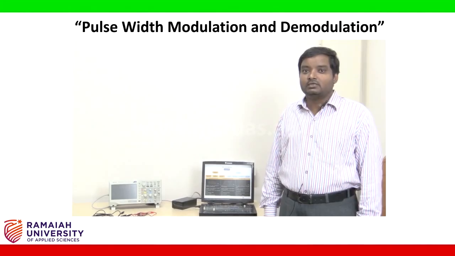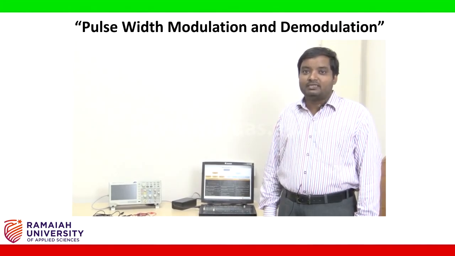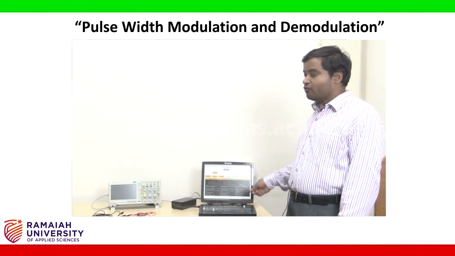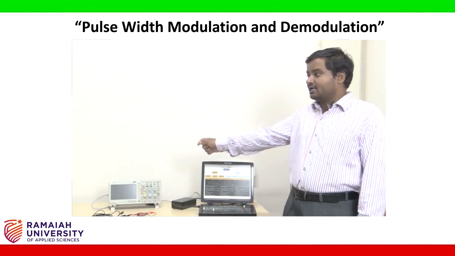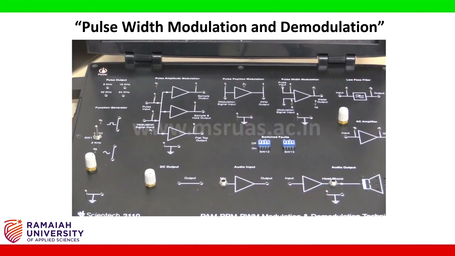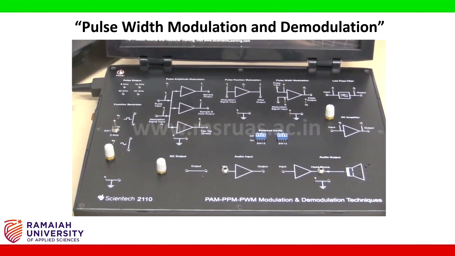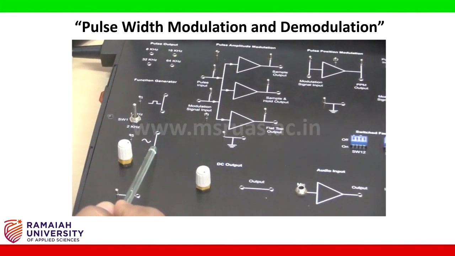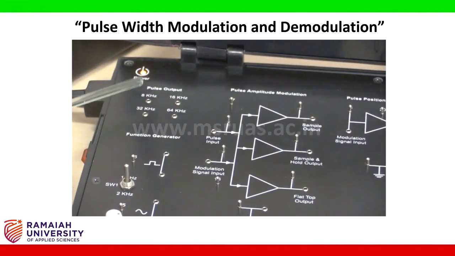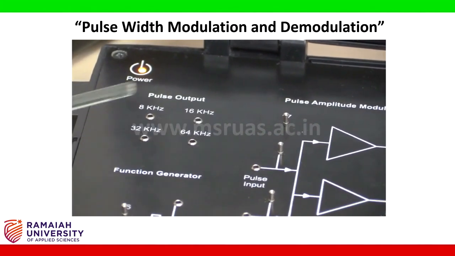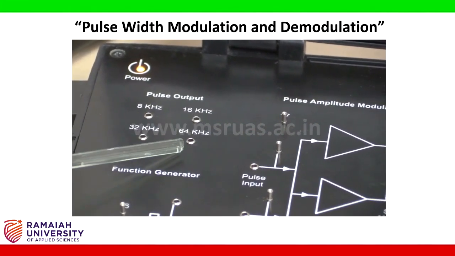Hi students, current experiment is pulse width modulation. Equipment required for the pulse width modulation are Syntec board 2110 and digital oscilloscope. Here we are going to conduct the pulse width modulation experiment. For this experiment, we need a message signal of sine wave 1 kHz and the pulses of different frequency: 8 kHz, 16 kHz, 32 kHz and 64 kHz.